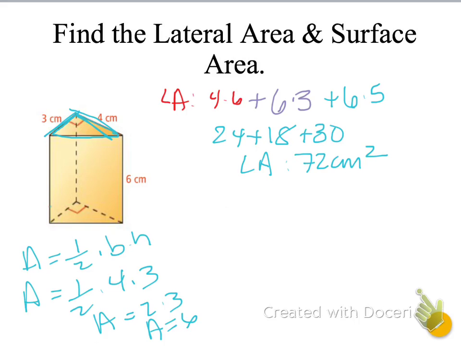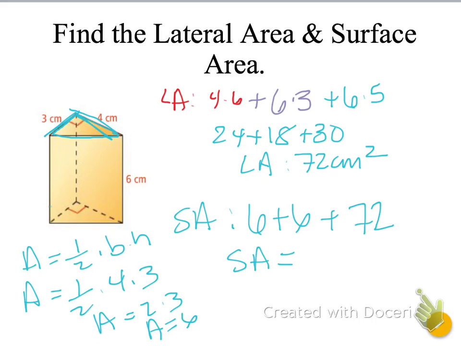But there's 2 of them. Okay, so surface area, we have 6 plus 6 to account for both bases, plus the area of the outside we just found, that lateral surface area, which is 72. Okay, so my surface area is then going to be 84 centimeters squared.